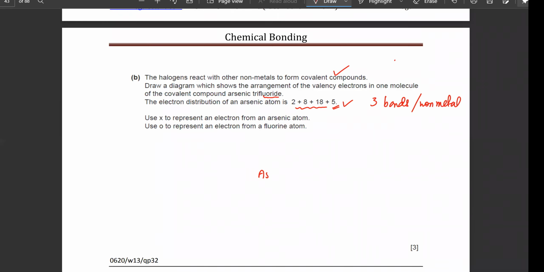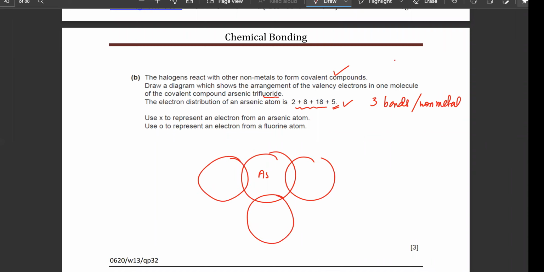So arsenic would be surrounded by 3 fluorine atoms, right? Yes, sir. So there would be 3 single bonds. If you draw the structural formula, it's going to be arsenic making 3 bonds with 3 fluorine atoms, and that's it. So the bonding is complete.